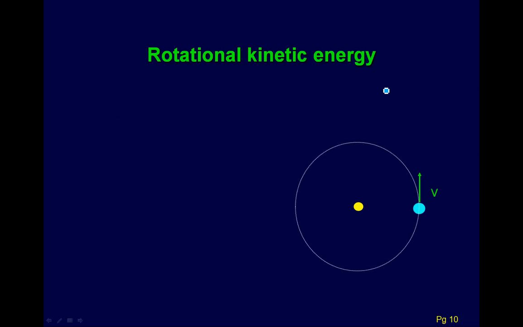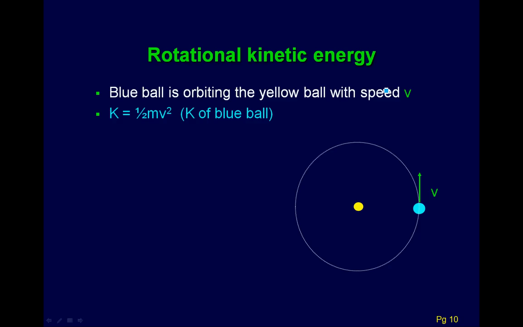To define that, let's look here. We'll start out with a little picture of a blue ball orbiting this yellow ball with a speed v. It's kind of like Earth going around the sun, maybe. We know its kinetic energy, if it's got a speed v, is 1/2 mv squared. So we can think about this velocity as being linear. What we can also start to do is convert this into rotations, think about it as rotating. And the way we'll do that is to use the v equals r omega equation.